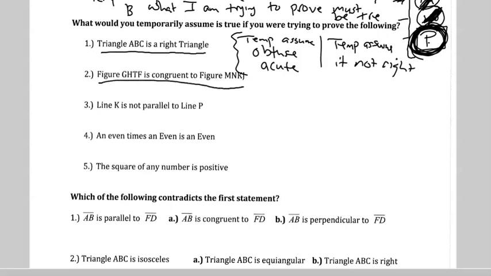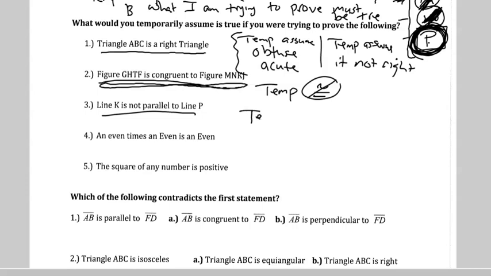So what is the temporary assumption? If you are trying to, in the end, prove that 2 figures are congruent, what would you first temporarily assume? You would temporarily assume they are not congruent. That's the opposite of them being congruent. Line K is not parallel to line P. If that's what you're trying to prove, what is the temporary assumption, which is the opposite? Temporarily assume they are parallel.